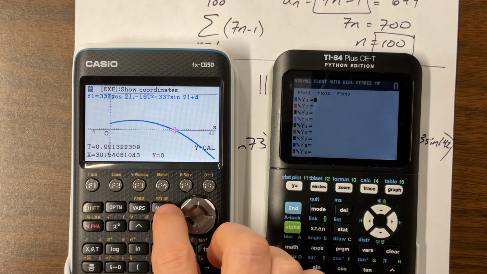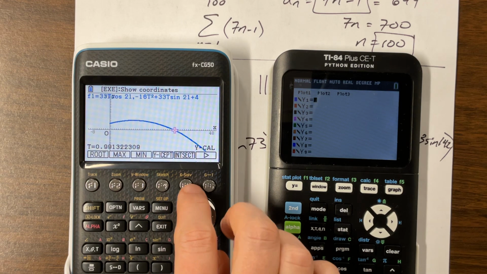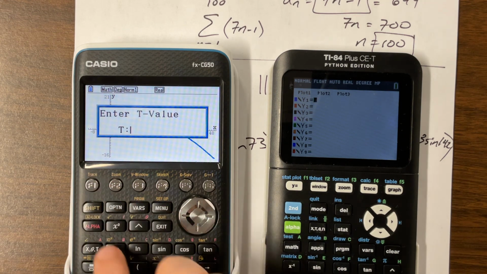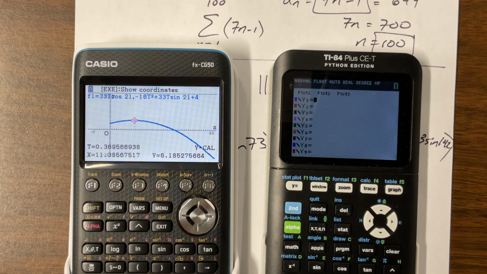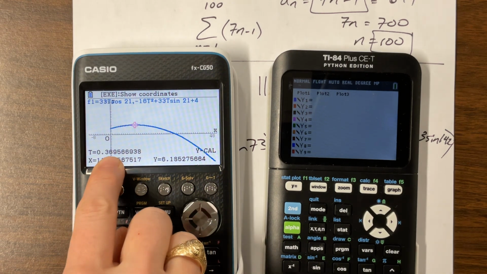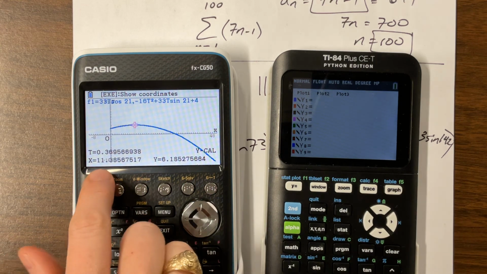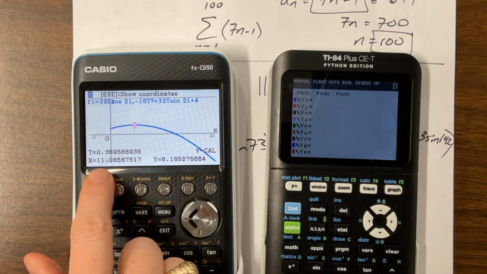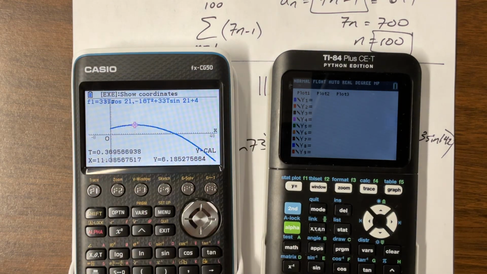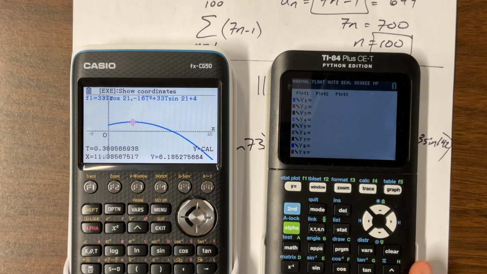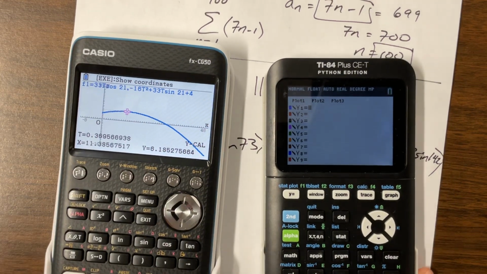Okay, I can then do G-solve, do that same thing, and now let's use alpha M. And so it's telling me at this time, 0.3695, whatever, it is 11-ish feet down the field, and 6-ish feet high. I think I was all in feet in this. It doesn't really matter. But hopefully, that was a very long video on some calculator stuff, but hopefully that's helpful.